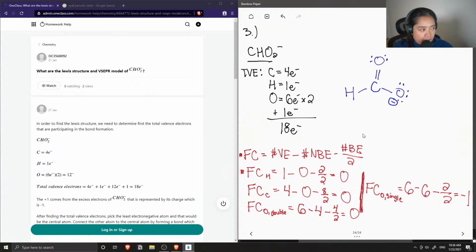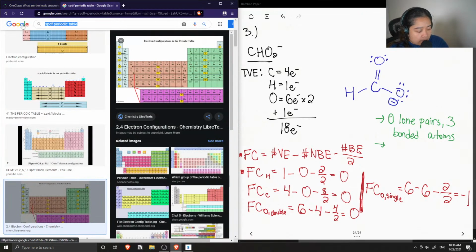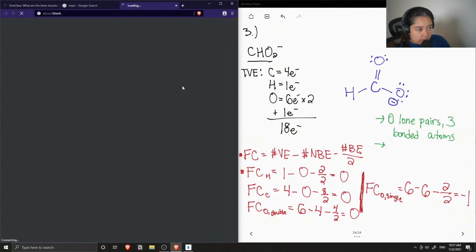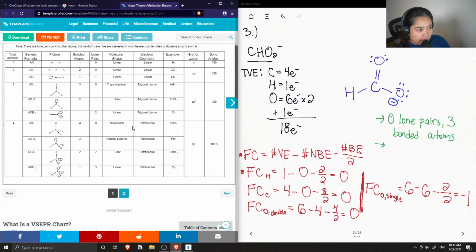And now the question also wants us to determine the VSEPR model of this ion. So we need to look at our central carbon atom and take note that it has 0 lone pairs and 3 bonded atoms. So now I just need to look up a VSEPR chart to help us find out its molecular shape and electron geometry.